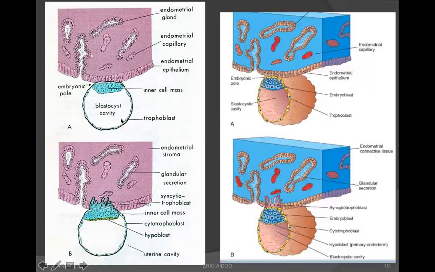So yes, this is what happens. Inner cell mass, blastocyst cavity. Since the trophoblast has started its formation, you have inner cell mass, the hypoblast is at the bottom, then you have cytotrophoblast.